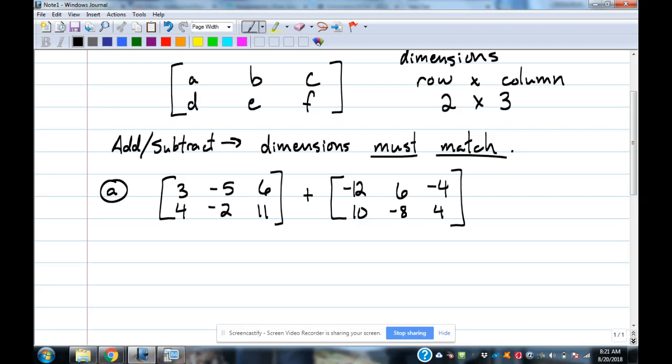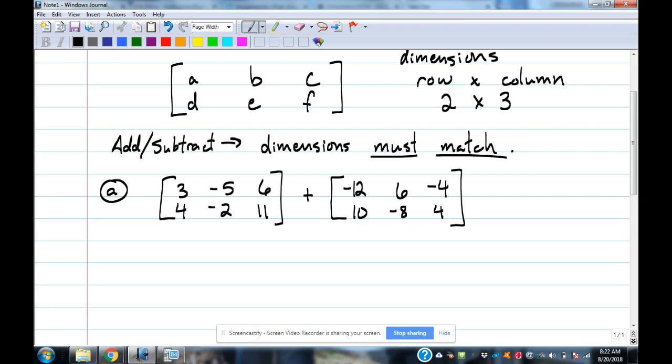If you're asked to add or subtract matrices, the dimensions have to be exactly the same. 2 by 3 adds to a 2 by 3. You cannot add a 2 by 3 and a 3 by 4 together. They have to match perfectly. The reason they have to match perfectly is because the way you do matrix addition and subtraction is element by element. Okay? And when I say element, I'm talking about this 3 is the element in the first row, first column of the left matrix. The matrix on the right, what's the first row, first column element? -12. Those 2 go together. Okay? It matches up piece for piece.